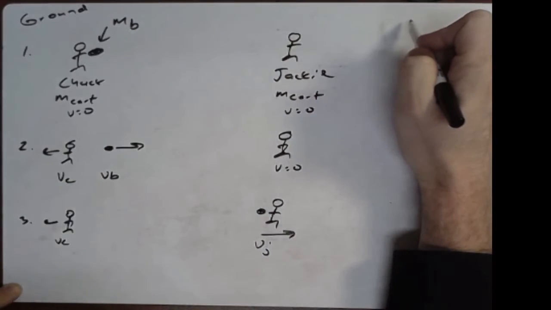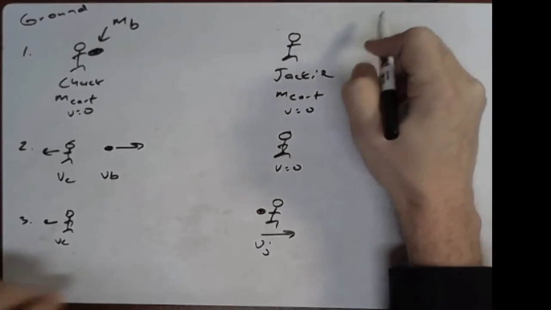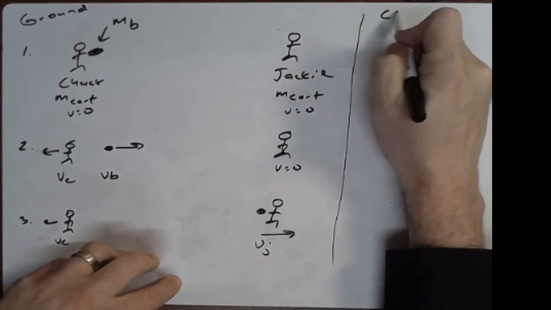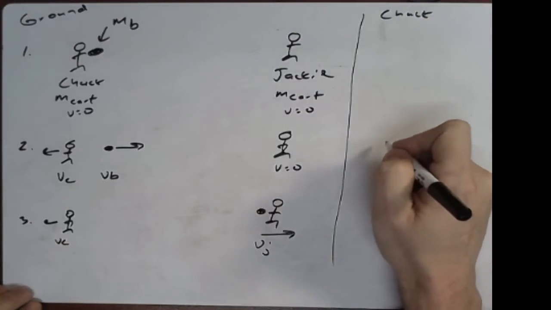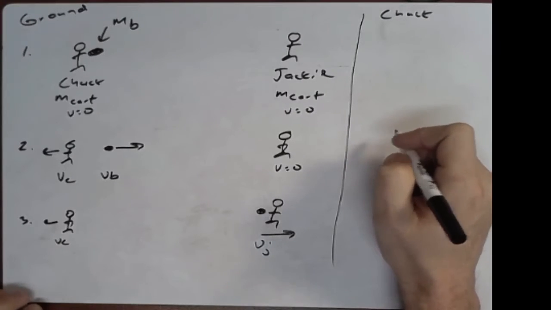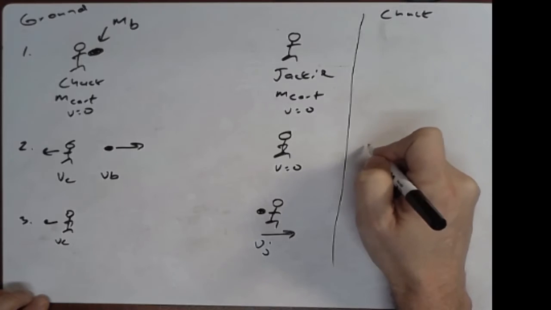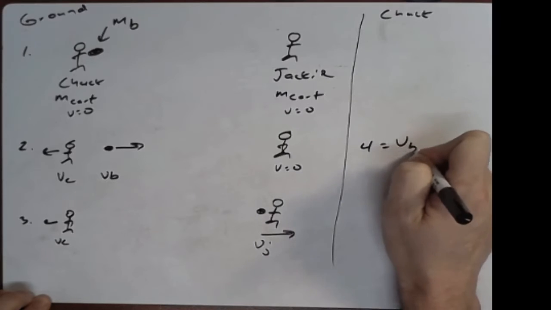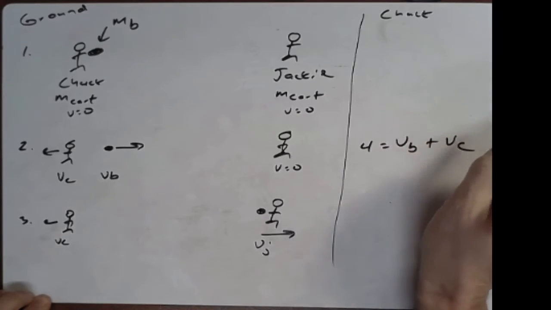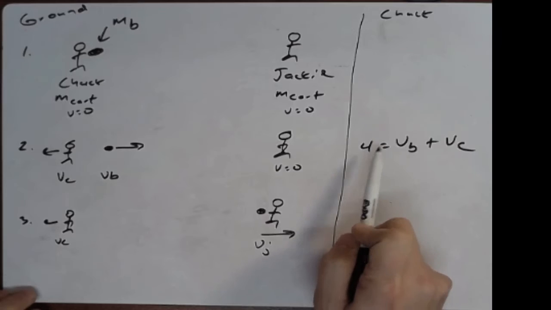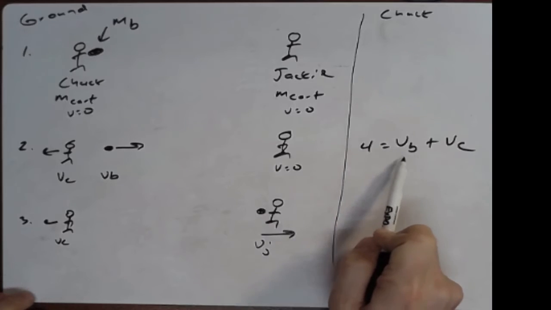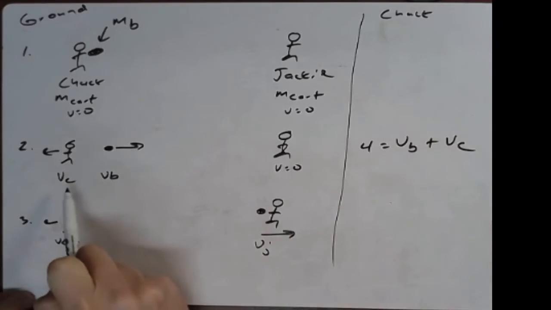From the point of view of Chuck, things are a little bit different. From Chuck's point of view, Chuck is never moving, but the ball is moving faster than the person on the ground says. So Chuck would say that the ball is moving v sub b plus v sub c. This is the most important part of the problem in order to set up all the rest of it. According to Chuck, the ball is moving faster than according to the ground.